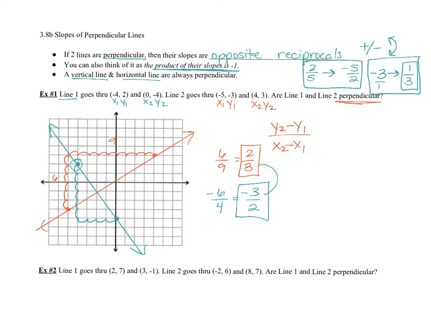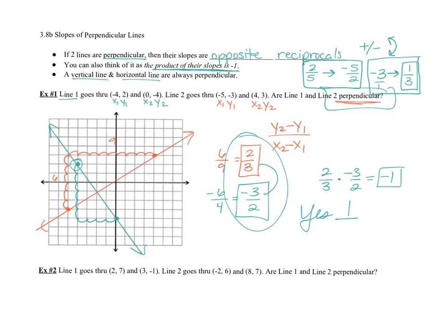So we have these two values as the slopes of our lines. And the question is, are they perpendicular? Well, either you multiply them together and see if you get -1, which you do, or you can just look at them and say, yes, those are opposite reciprocals. One's positive, one's negative. They flipped over. So yes, these are perpendicular.